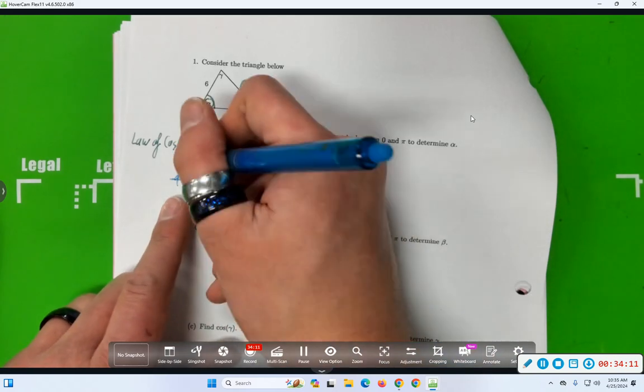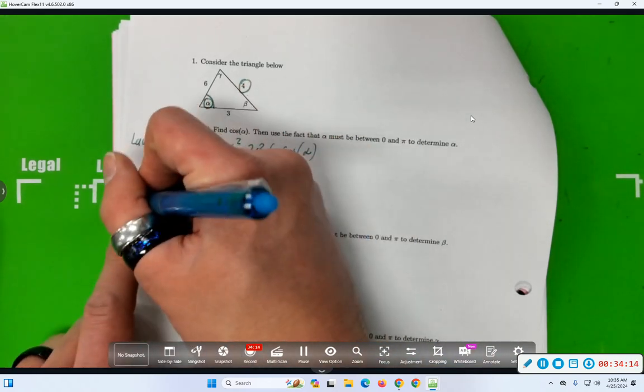Anyway, so 16 minus 9 minus 36. Gosh, that's too many things.